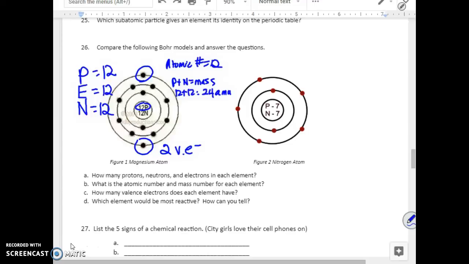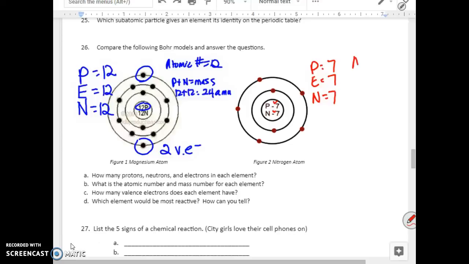And D, which element would be the most reactive? Well, I need to take a look at the other one first. So over here, I'm going to save that question for later. So here, for my protons, electrons, and neutrons, protons are 7 from what it tells us here. My neutrons are also 7 from what it tells us here. My protons and electrons are always equal, so I have 7 electrons.